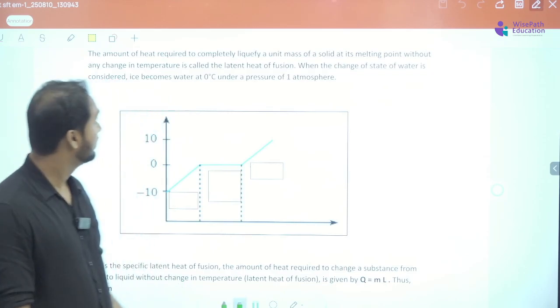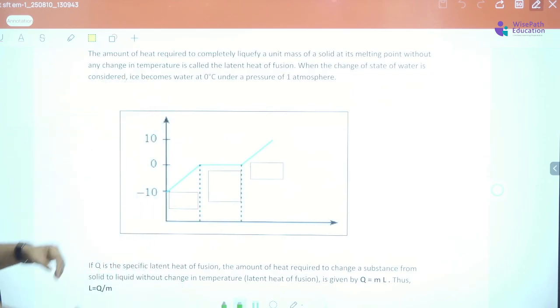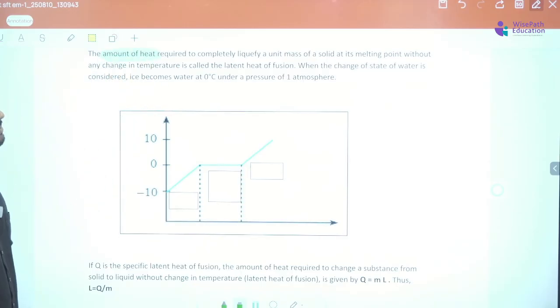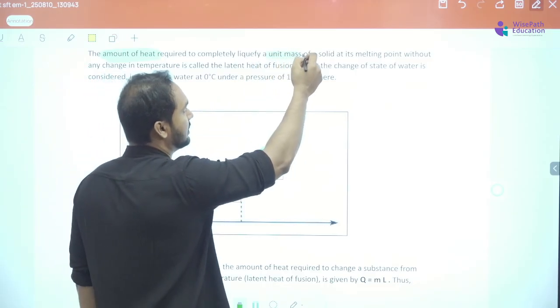Shall we highlight a few of the important points here? Amount of heat. Amount of heat required to completely liquefy unit mass of solid.